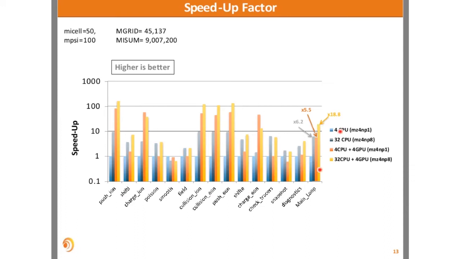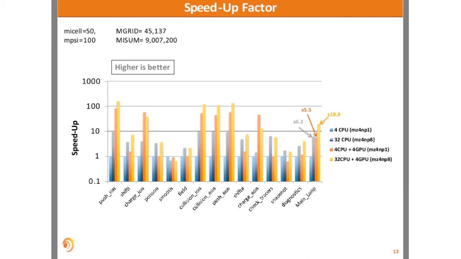But blue is only using 4 CPUs and yellow uses 32 CPUs. So this is not a fair comparison. A fair comparison is between this black and yellow. So yellow's speedup comes only from the 4 GPUs. If you compare with this, then we can get almost 3 or 4 times speedup, depending on our number of particles or situation.